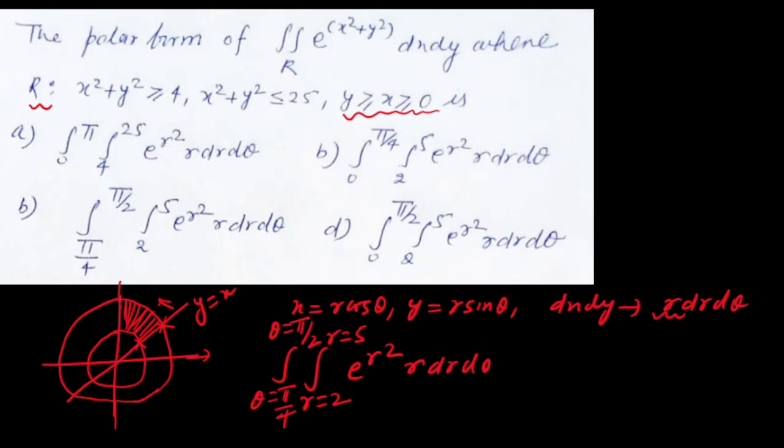So which will be the correct option? r from 2 to 5 and theta from pi by 4 to pi by 2. So this option will be correct. Unfortunately, it is written B here. Let me first change it to the C option, and I take it, so this option will be correct. Okay. Sorry.